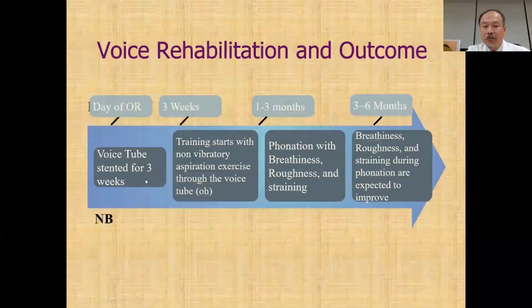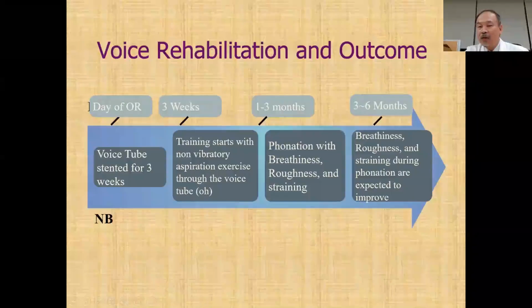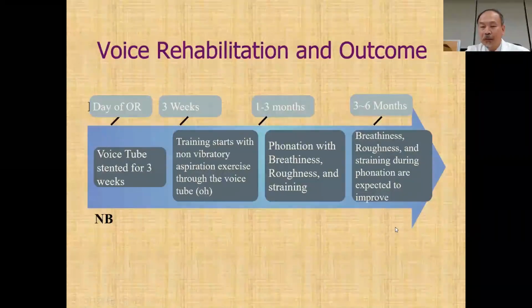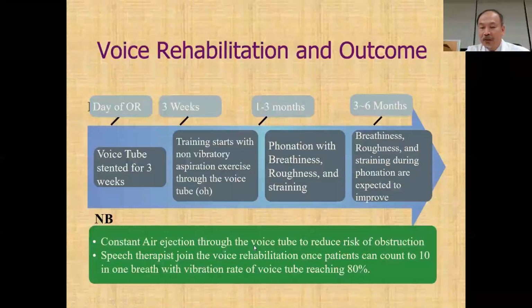About the rehabilitation, the voice tube will be stented for 3 weeks. And the training will start by teaching the patient to generate a voice like R or E, trying to make some voice. And then the phonation, the briskness and roughness were a little bit straining within 3 months. After 3 months, this will improve. And constant air injection through the voice tube to reduce the risk of obstruction is very important. And speech therapists join the voice rehabilitation once the patient can count to 10 in one breath. And the vibration rate of the voice tube can reach 80%.